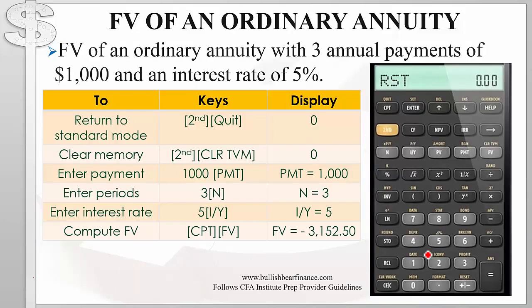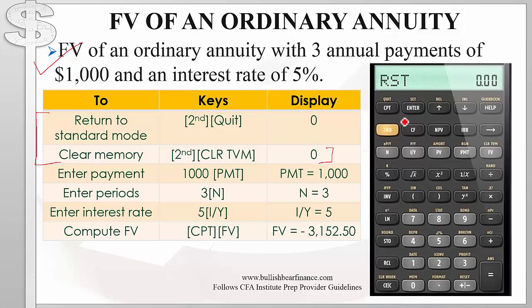Now we can do the same problem using a financial calculator and we can do it much faster. In order to do so, we first need to get the calculator to its standard mode and to remove the memory of any prior calculations. We do that by first hitting the button second and then pressing this button to quit, and that brings us to the standard mode. We then clear the memory by hitting this button second and clearing the time value of money. And now your calculator should display 0 on its screen.